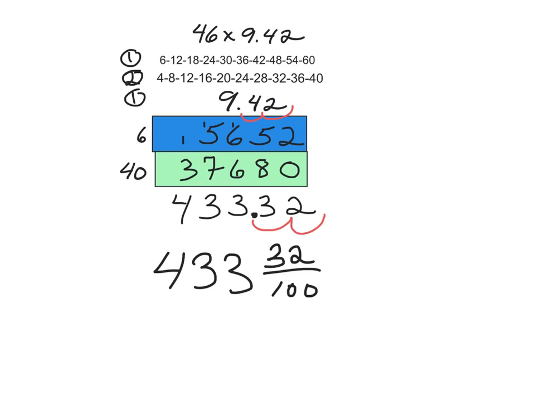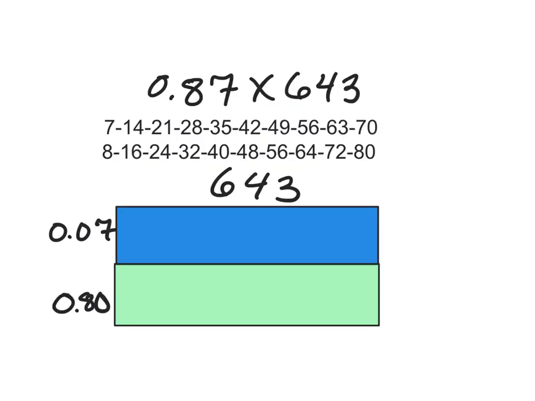And now let us move on to our fourth and final problem of this video. And here it is, my friends. 0.87 times 643. So as you see, I've got my counted by the numbers for 8s and for 7s. I took the 643 and plugged it in right up on top here.